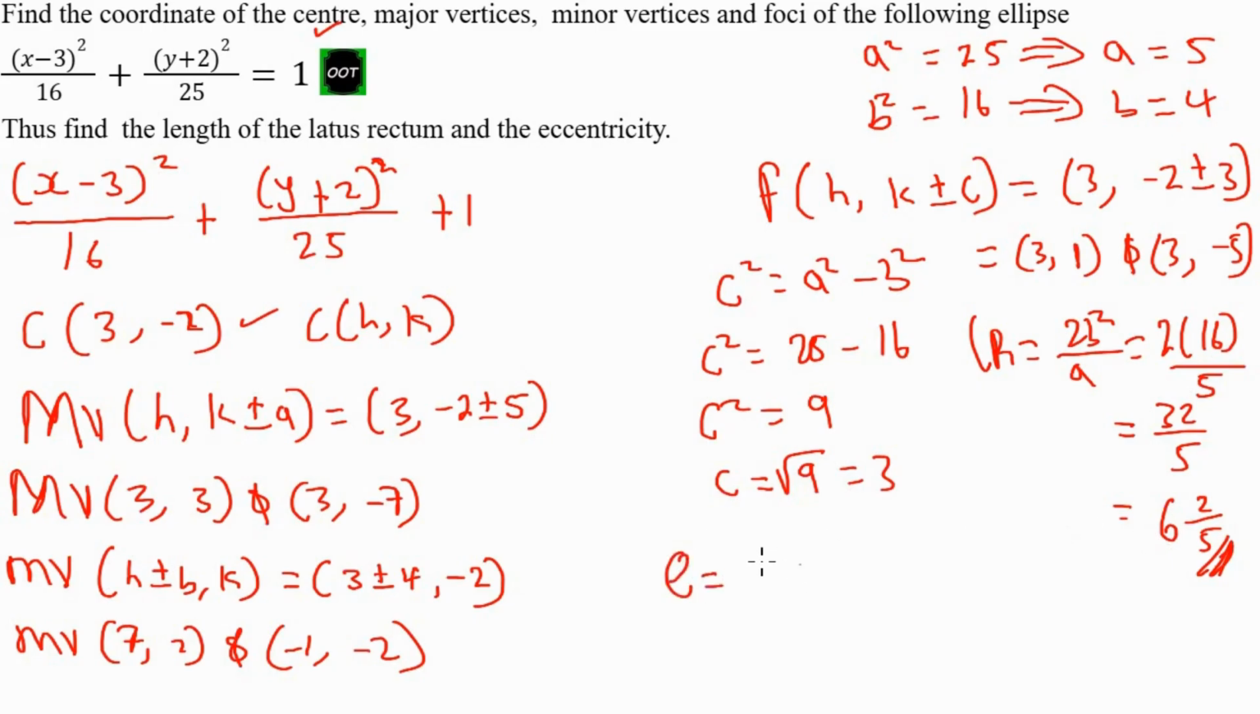Eccentricity E is equal to C over A. C is 3 and A is 5. And that is the eccentricity. And that's also the solution to example number 2. As simple as that. On to example number 3.